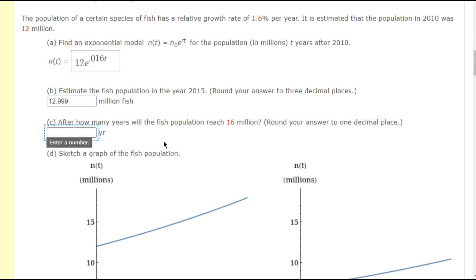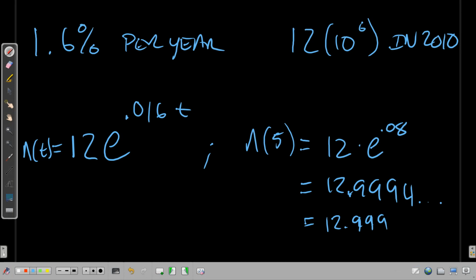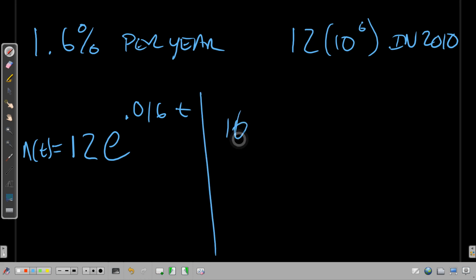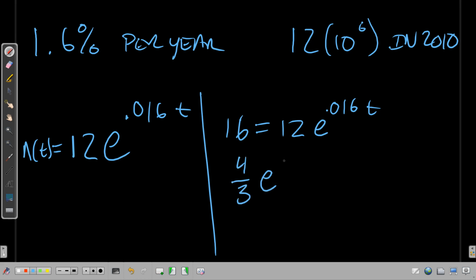After how many years will the fish population reach 16 million? Okay, so we would like to find the value of t that causes N of t to be 16 million. So 16 needs to be equal to 12 e to the 0.016 t. Then 16 over 12 is 4/3. So 4/3 equals e to the 0.016 t.